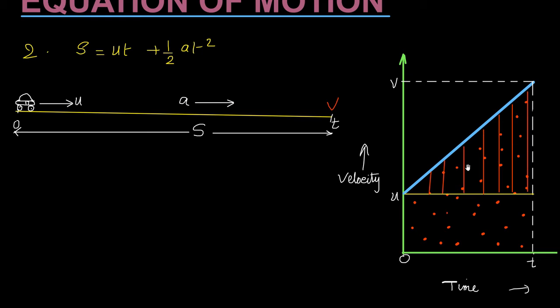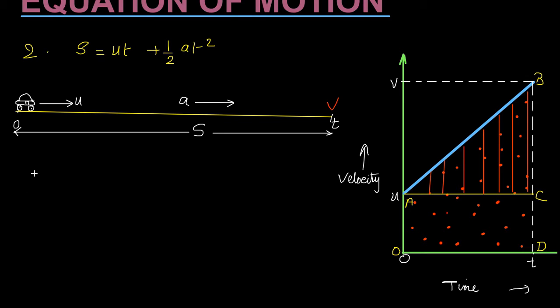The area under the graph is split into two parts, that is, area of the triangle and area of the rectangle. Let us name it. The triangle is ABC and the rectangle is ACDO.